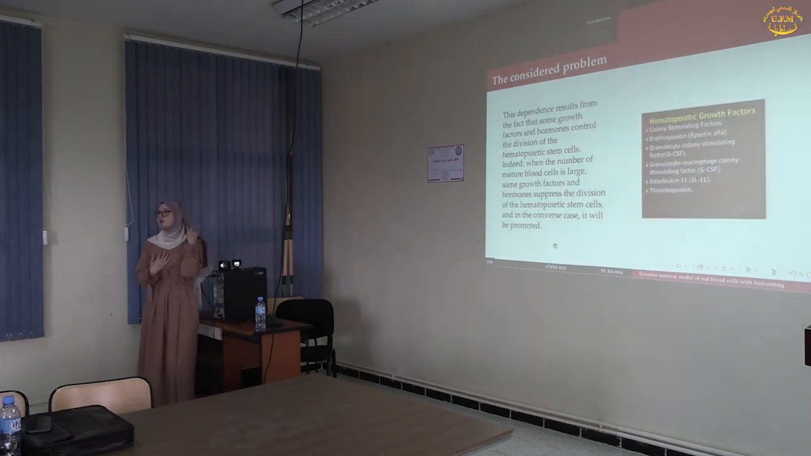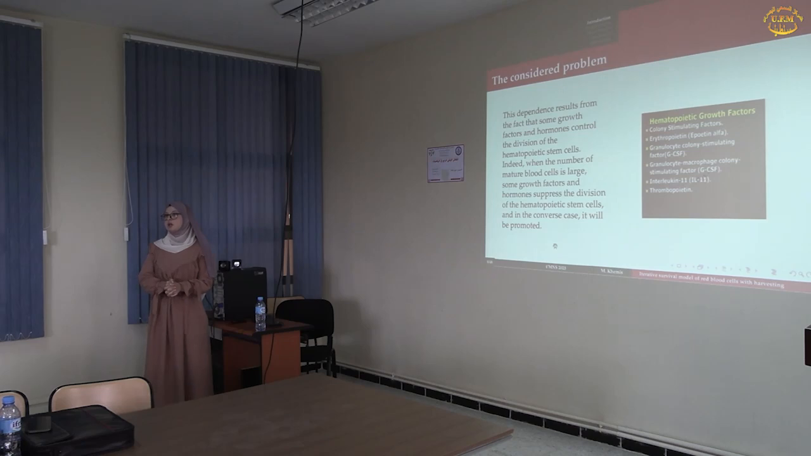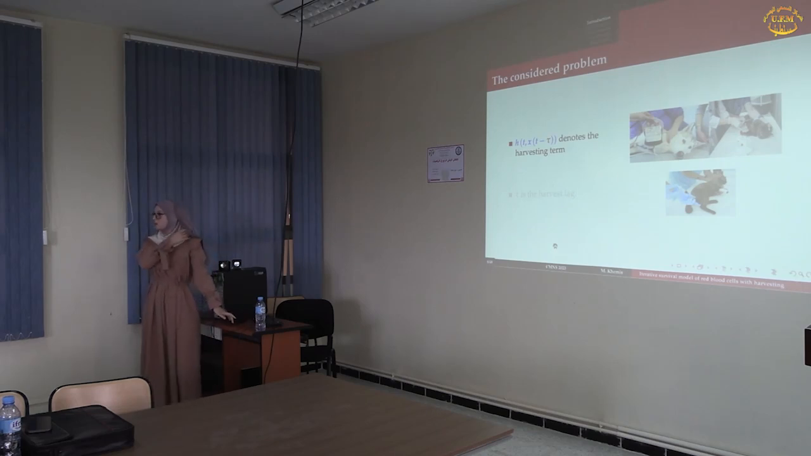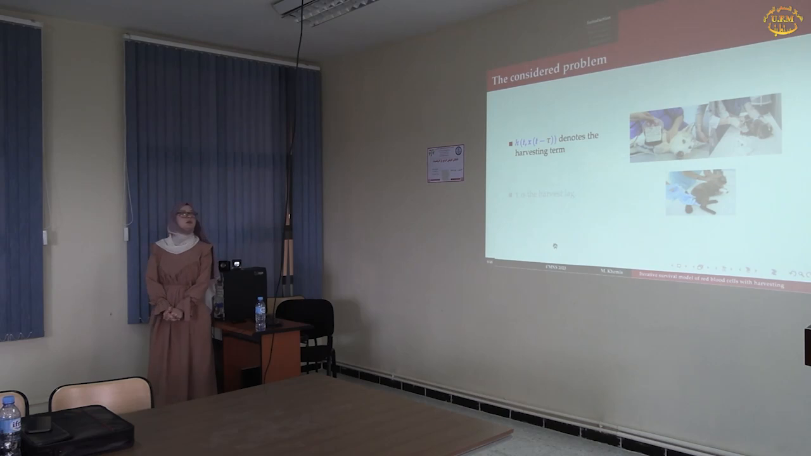This results from the fact that some growth factors, with the help of other hormones, control the division of the hematopoietic stem cells. Actually, when the number of red blood cells is large, some growth factors, with the help of other hormones, suppress the division of the hematopoietic stem cells. And in the converse case, they will promote it. H, as I said at the beginning, denotes the harvesting of red blood cells, such as tapping therapy, sampling blood, or blood donation. And tau is the harvest lag.